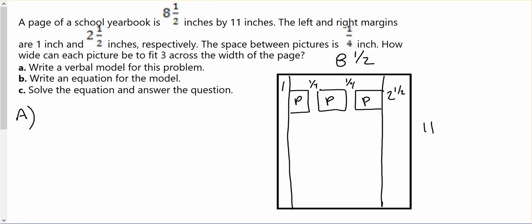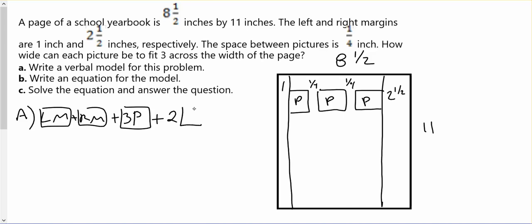So we've got the margins, left and right. So left margin plus right margin plus the pictures, which would be 3, so 3 times the picture, 3p, plus our space in between times 2, because there's 2 spaces in between, so 2 times, we'll do S for space in between, and that's all going to add up to make 8.5, because that's how wide the page is, so 8.5.